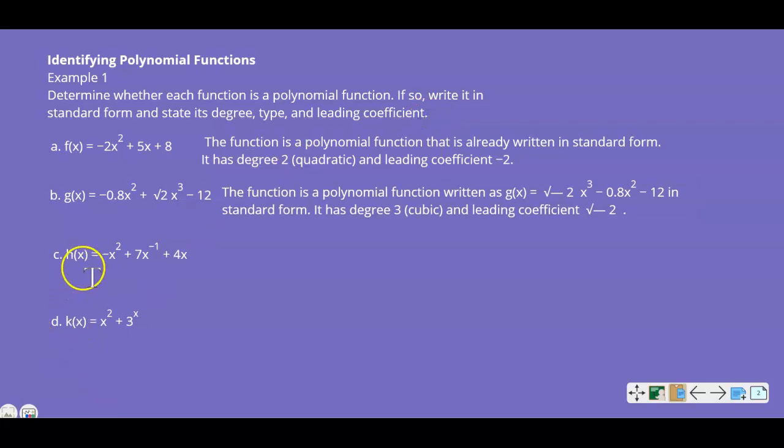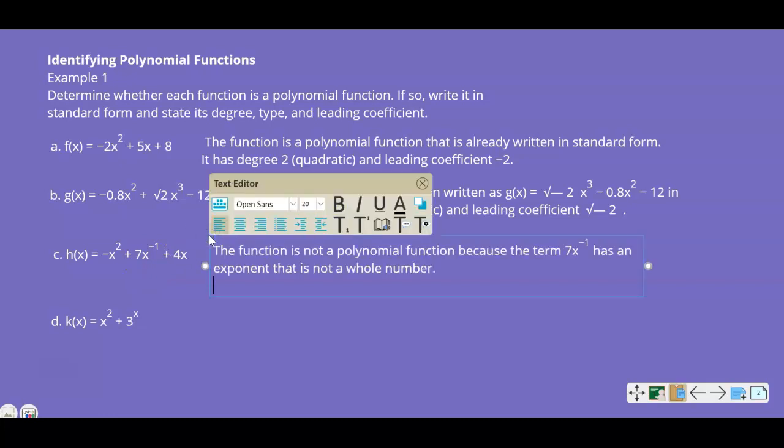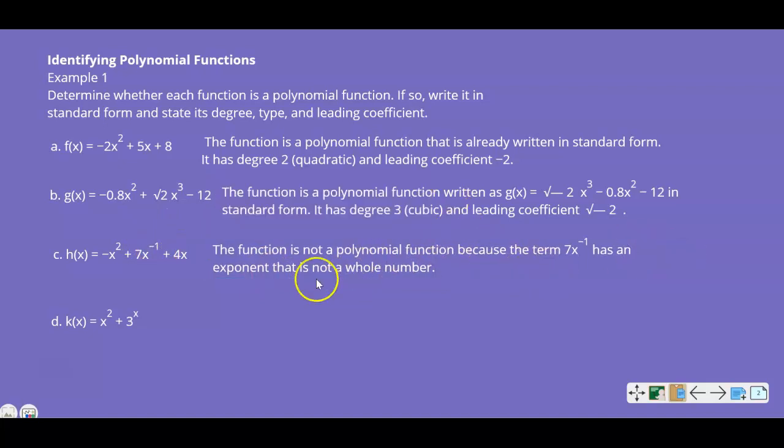Moving on to C part, h of x equals negative x squared plus 7x minus 1, or to the negative 1 power, plus 4x. So because this one has a negative exponent, it is not considered a polynomial function. All right, so remember, by definition, the exponents have to be whole numbers. Whole numbers are positive, so this one is negative, so that one is not considered a polynomial function. And that's all you would do. You would say this is not a polynomial function.